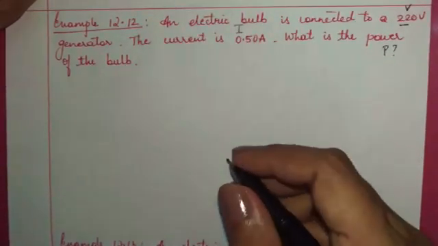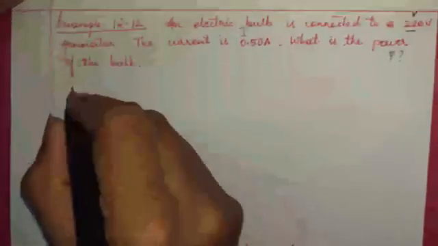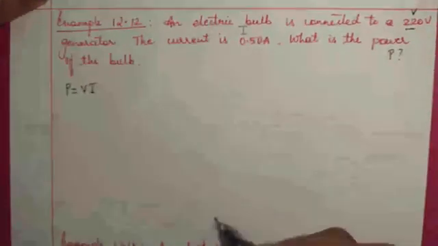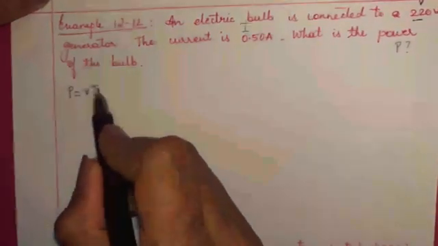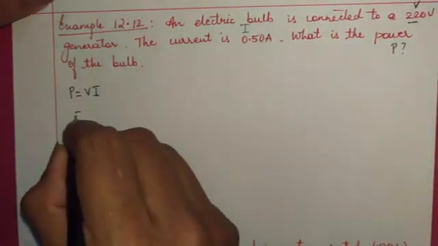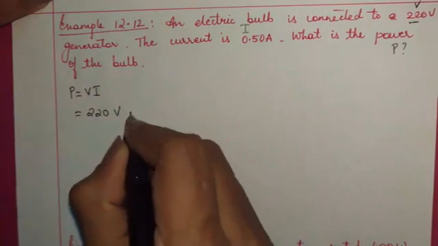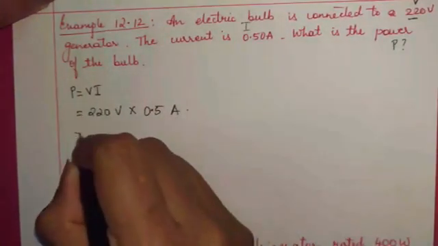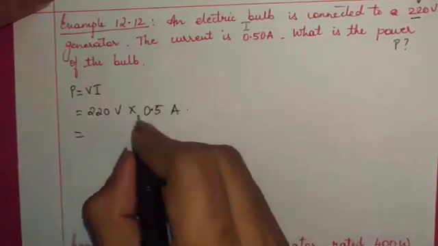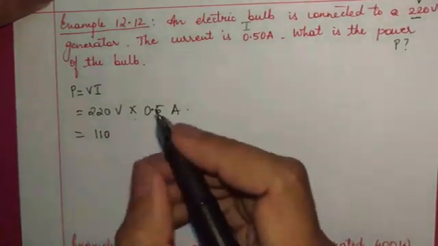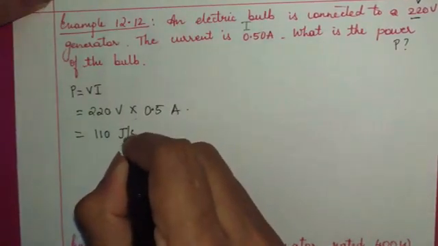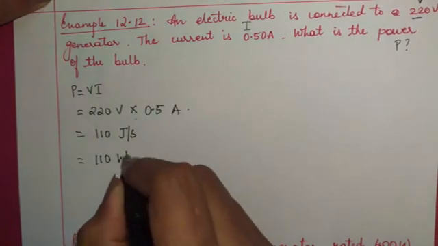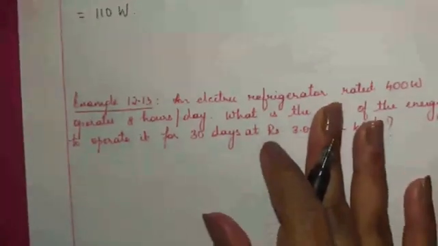So let us write what is given to us first. So we know the formula. This is straightforward. P is equal to VI. This is a direct formula. Power is equal to volts multiplied by the current. Here you have 220 volts multiplied by 0.5 amperes. And finally you will get 110. If you multiply this, you get 110 joules per second, which is the unit of power, or you will say 110 watts. Let's look at the next one.